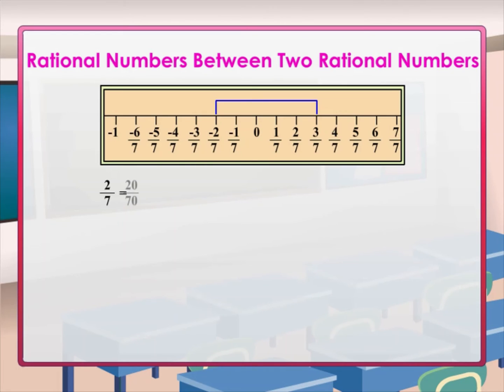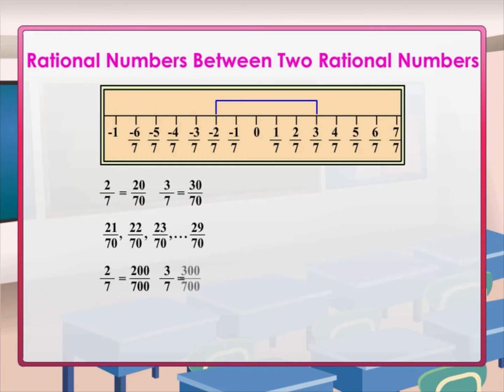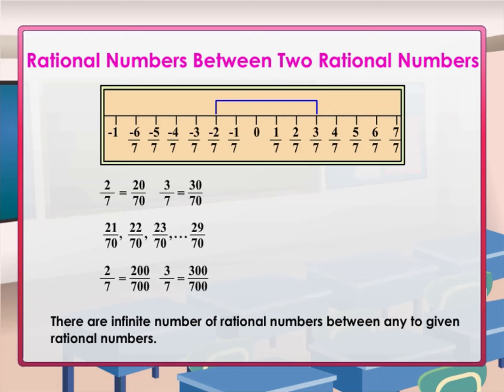2/7 can be written as 20/70 and 3/7 can be written as 30/70. The rational numbers 21/70, 22/70, 23/70, etc. up to 29/70 lie between 2/7 and 3/7. Now, as we've done earlier, 2/7 and 3/7 can also be written as 200/700 and 300/700 respectively. In the same way, you can find more rational numbers between 200 by 700 and 300 by 700. Therefore, there are infinite number of rational numbers between any two given rational numbers.